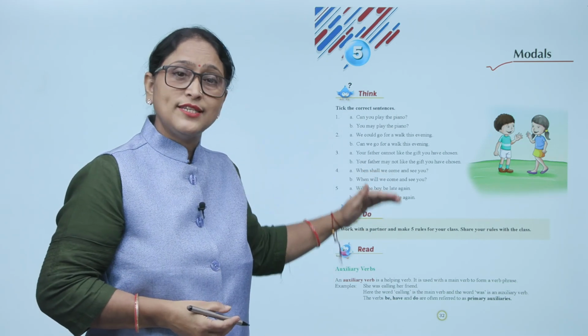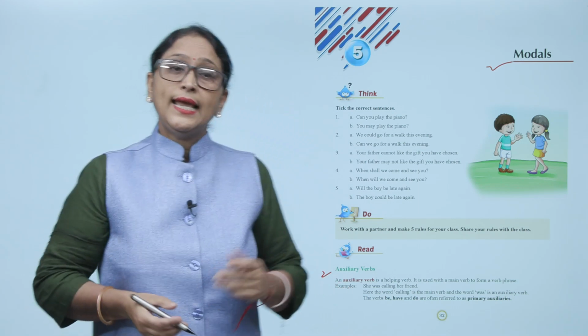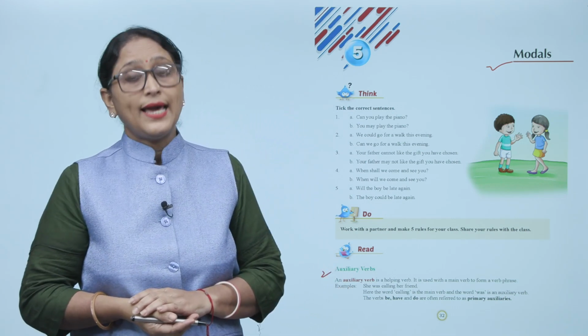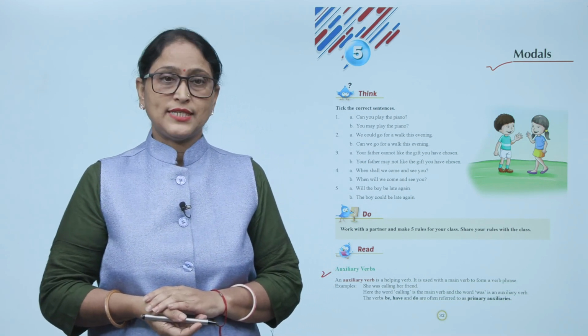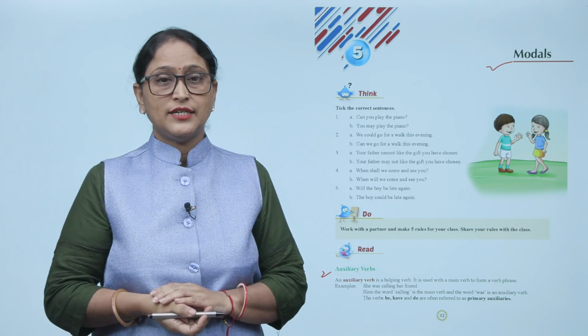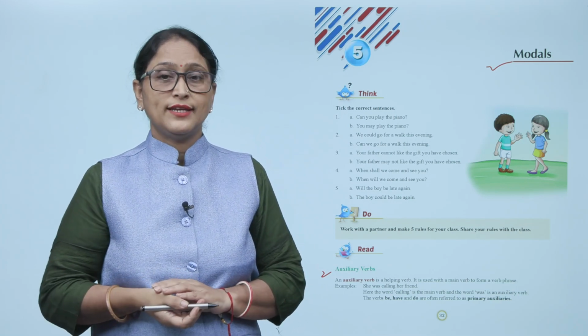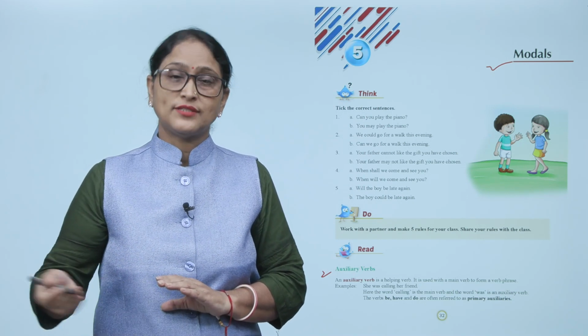Now read auxiliary verbs. An auxiliary verb is a helping verb. It is used with the main verb to form a verb phrase. Example, she was calling her friend. Here the word calling is the main verb and the word was is an auxiliary verb.